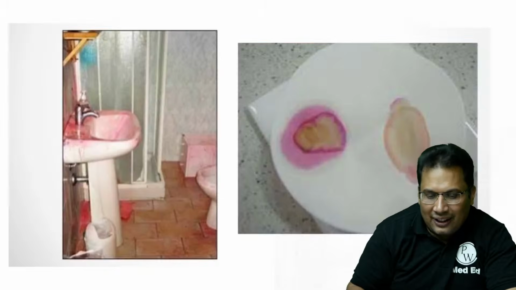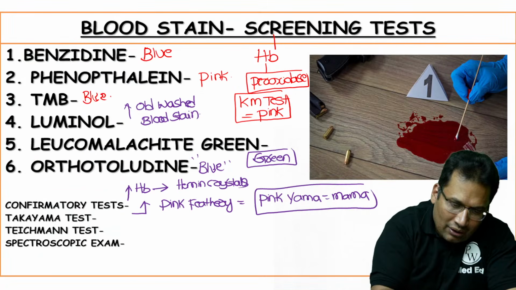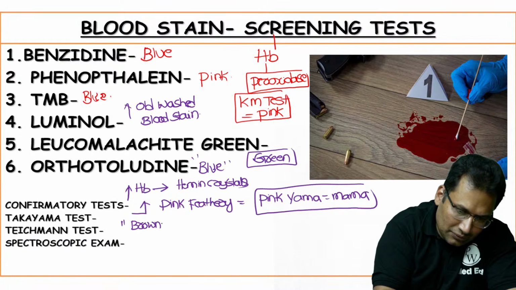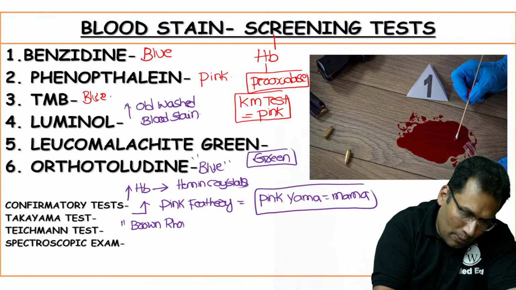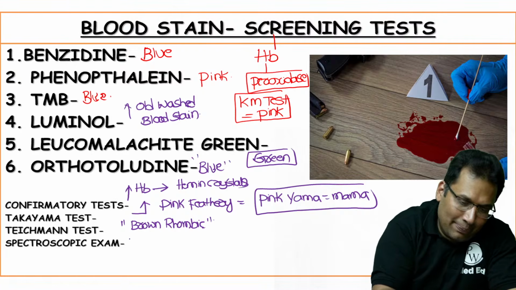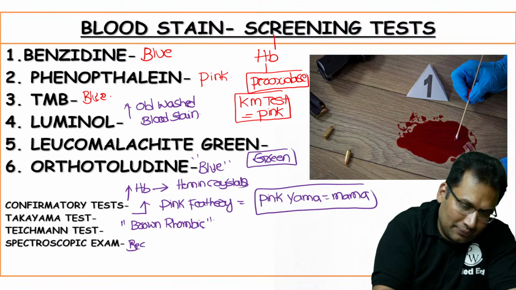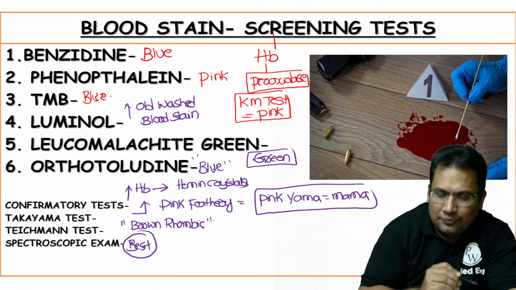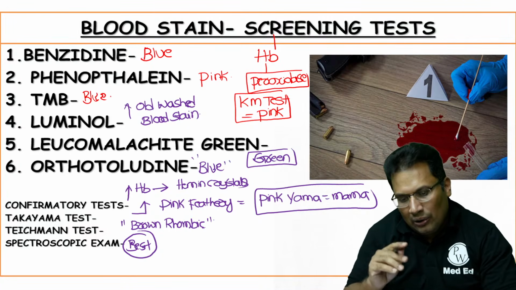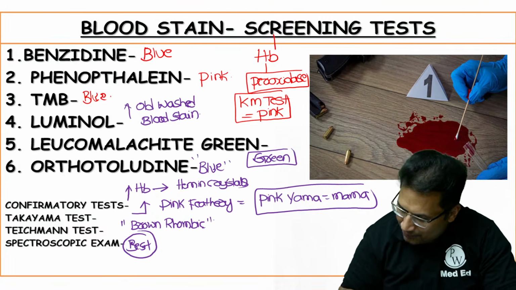Then the Teichmann test. In Teichmann, the crystals are brown, rhombic crystals. The best test is spectroscopic examination. So this is in brief about blood stain. Now let's see the test.